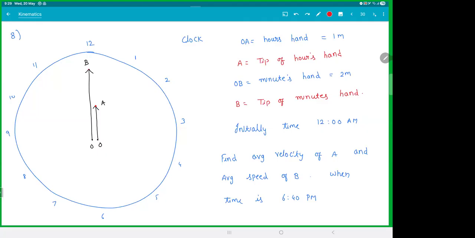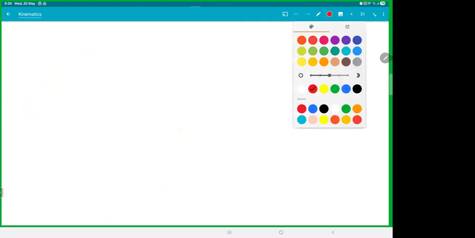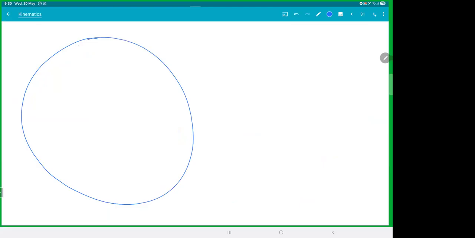Okay, let's see. Did you guys draw the clock first of all? If you have a clock in your room, just look at the clock right now. It's 9:30. So is the hour hand exactly at 9? No, right? So how does 6:40 look like? So this is 6, 7, this was 8, right? So 6:40.